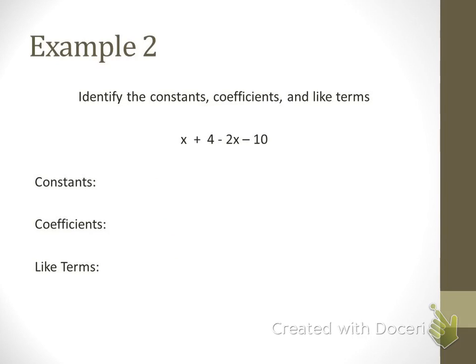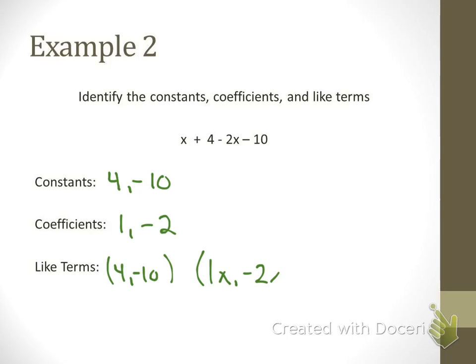Okay, so now let's use this expression. Identify the constants, coefficients, and like terms. Okay, what are my constants? 4 and negative 10. Good. What are my coefficients? 1 and negative 2. Very good. What are my like terms? 4, negative 10, and negative 1x... 1x and negative 2x. Okay, very good. All right, who got those right? Good. You guys are doing really well with this.